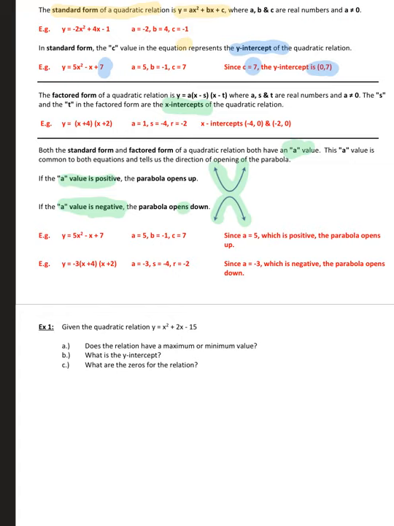So if I'm looking here, does this relationship have a maximum or a minimum value? And that's going to come back up to here. So if I'm looking at my a value here and it's positive and I'm opening up, that means that I'm going to have a minimum value. I can only go up from here. Now, if I'm negative and I'm opening down, that means I have a maximum. My altitude is going down.